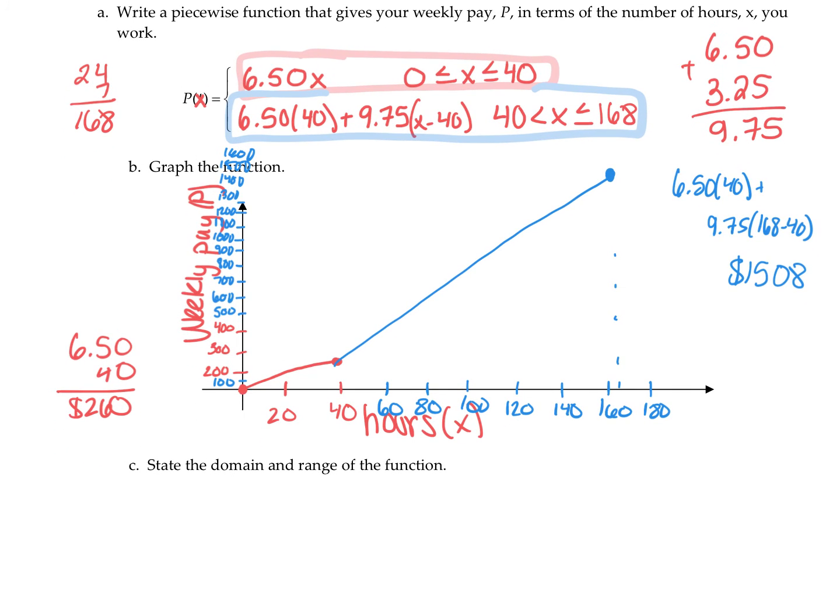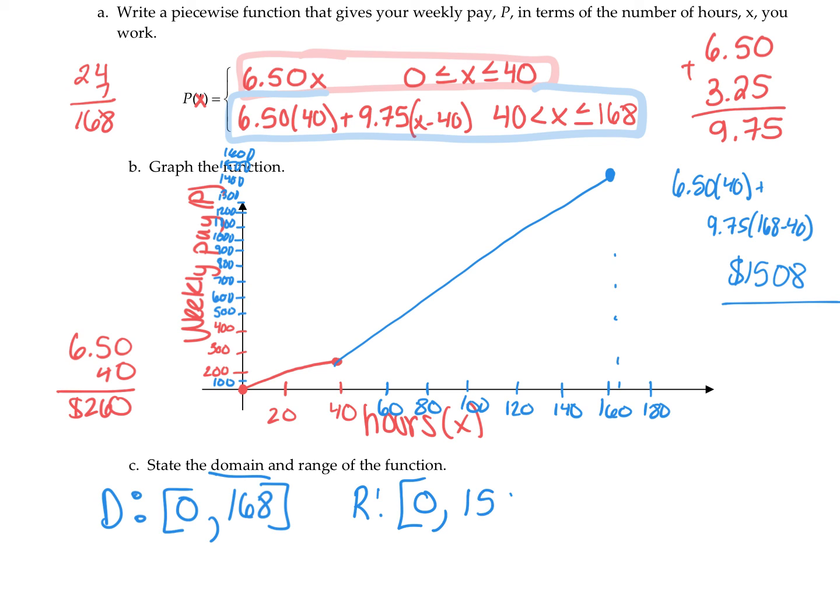So if we're talking about the domain, it is continuous because you will continuously make money. There's no break. Oh, sorry, domain is the number of hours working. So 0 hours to 168 hours. Now my range is the amount of money I would make. If I work 0 hours, I would make 0 money. If I worked 168 hours, I would make $1,508. So that would be my domain and range.